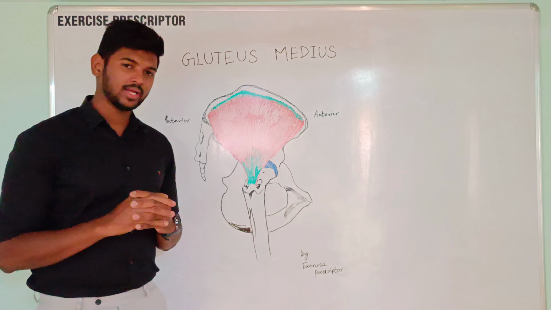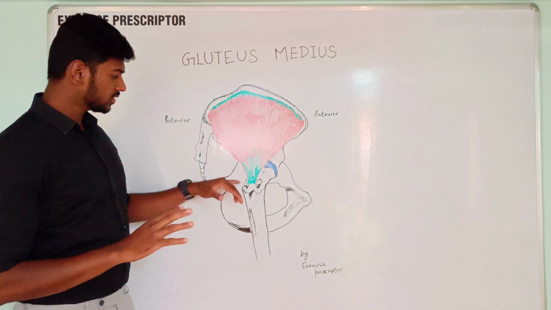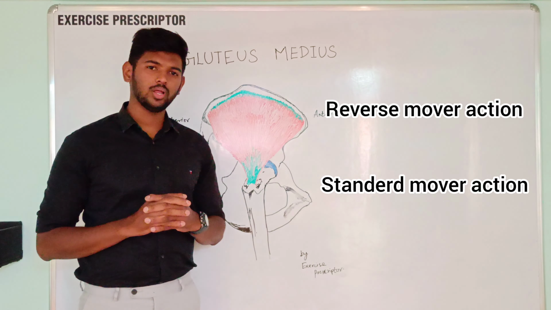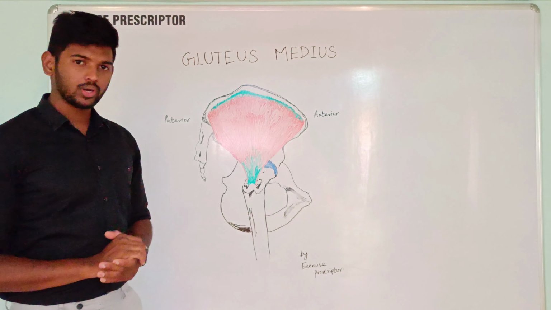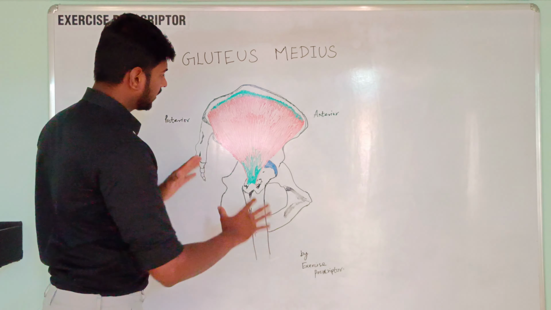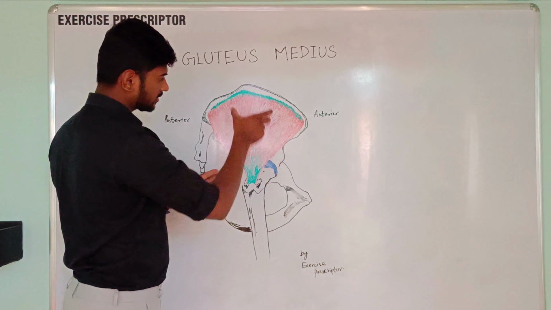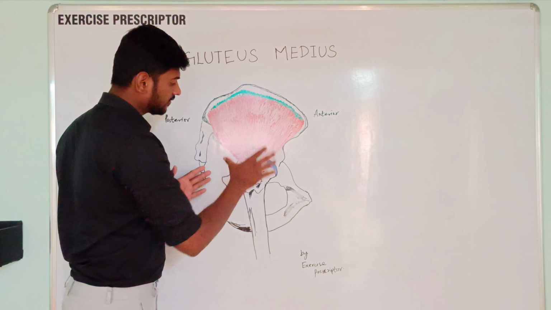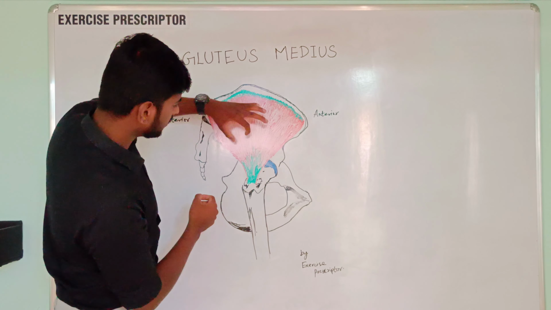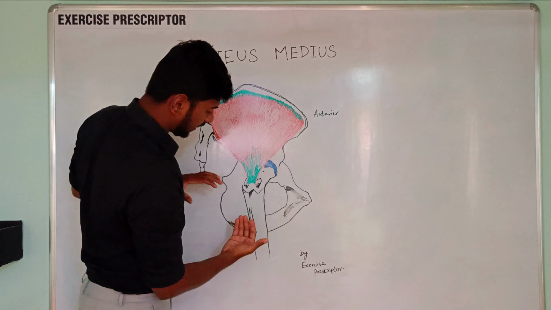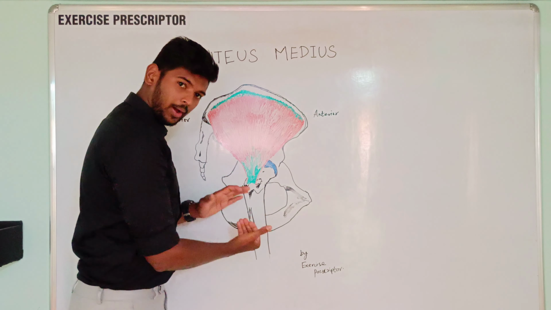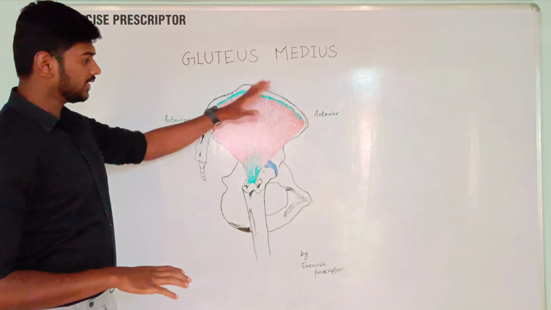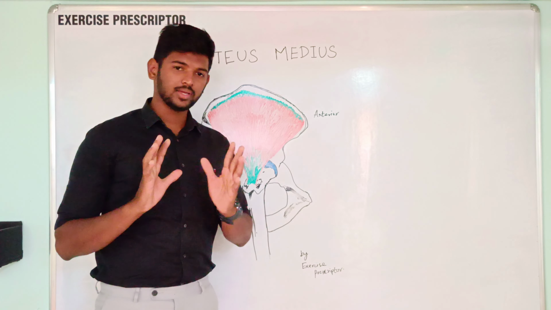Now we can easily classify standard mover and reverse mover actions. Moving insertion to origin is called standard mover action, and origin to insertion is called reverse mover action. First we will see the standard mover actions. In standard mover actions, think of the entire muscle fibers of the Gluteus Medius running vertically. This is a primary action. If we pull these entire muscle fibers, it helps to abduct the femur at the hip joint. So the entire muscle helps to abduct the hip joint.